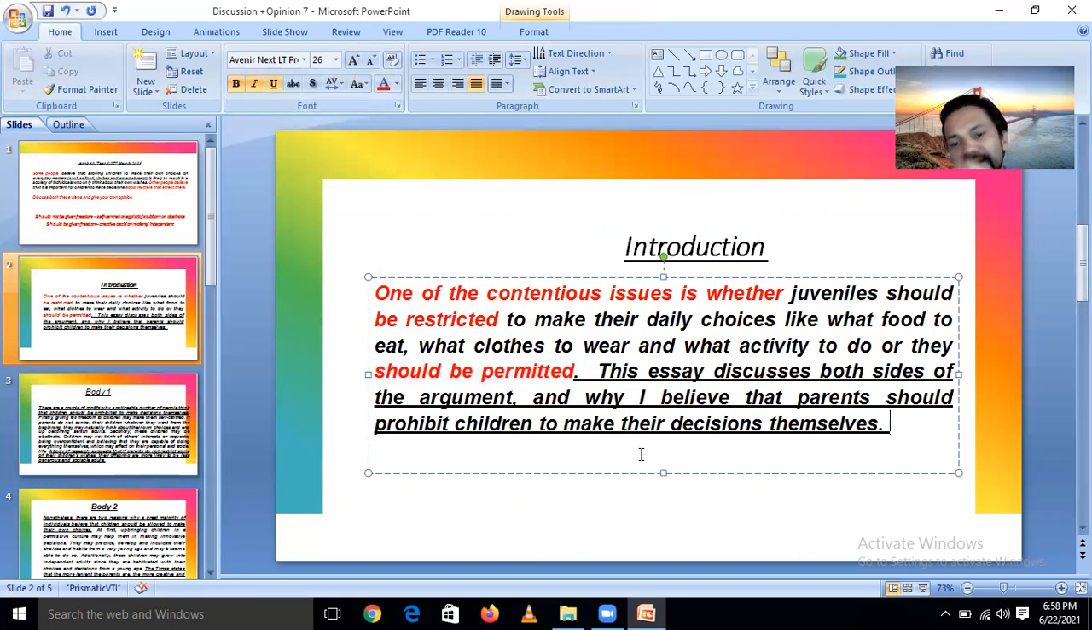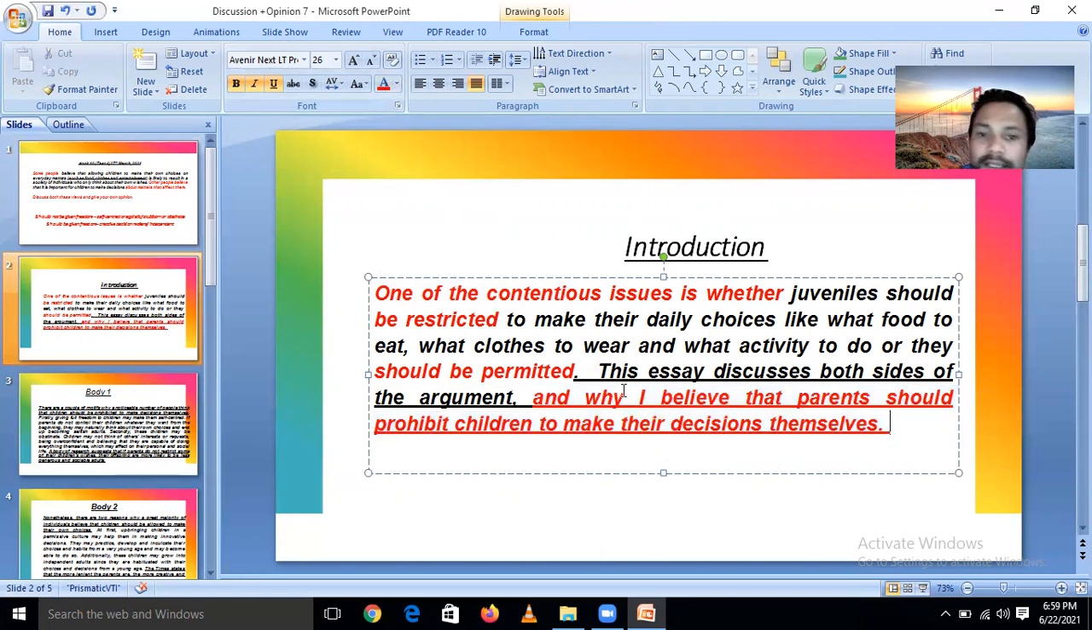So, the first sentence of the introduction has clearly paraphrased the main part of the question. Then the second part: discuss both these views and give your own opinion. This essay discusses both sides of the argument. And what is your opinion? I believe that parents should prohibit children from making decisions themselves. Parents should not allow them.